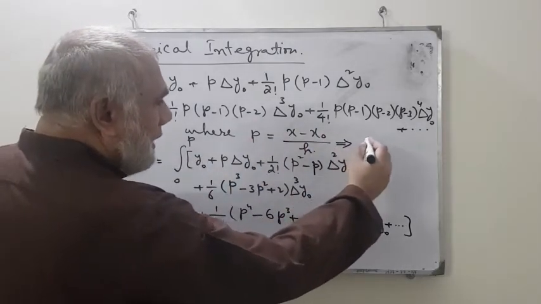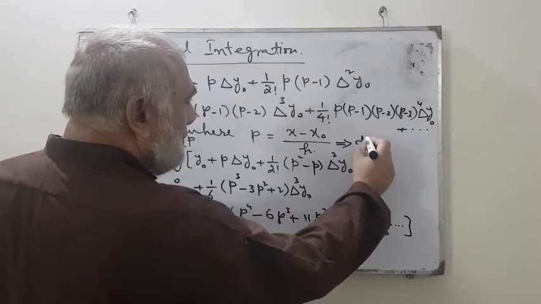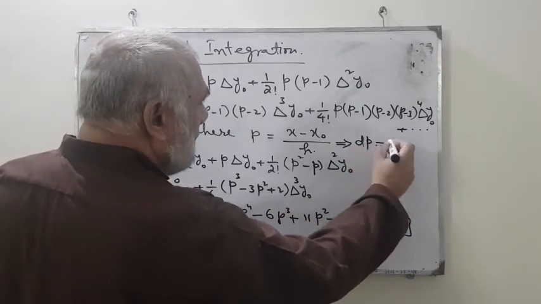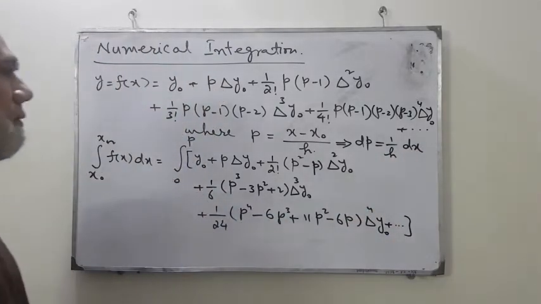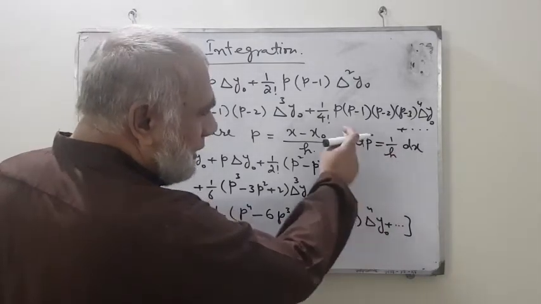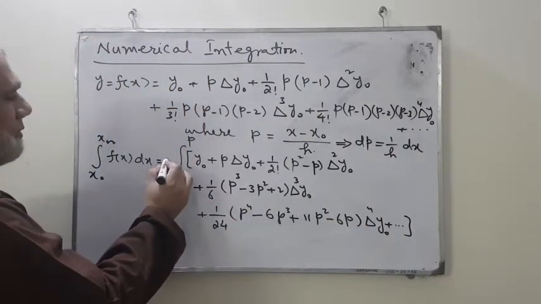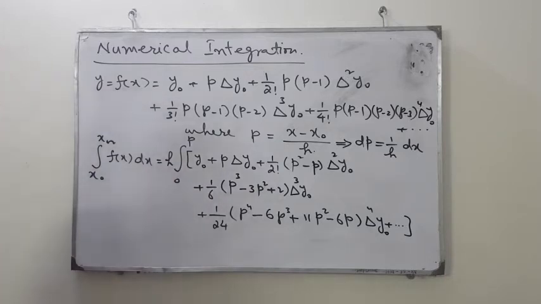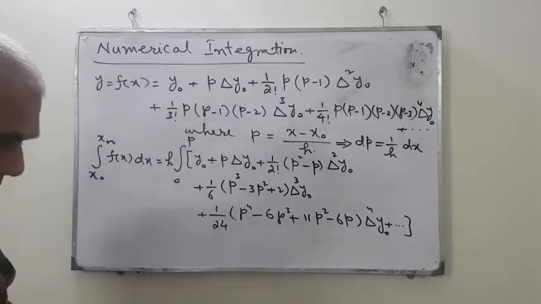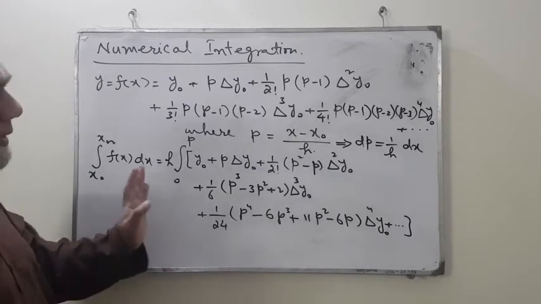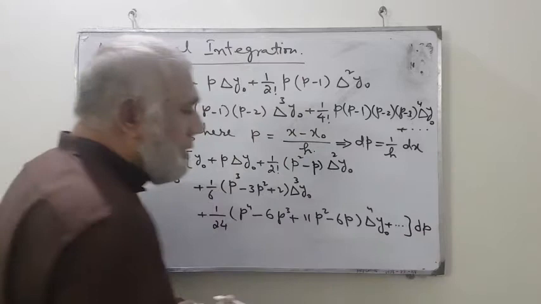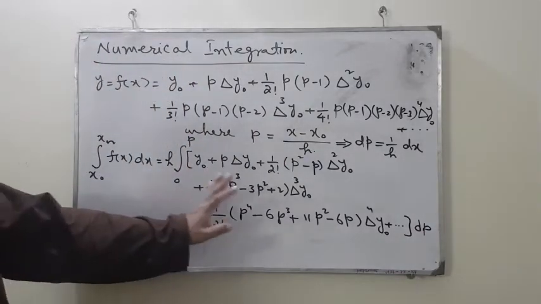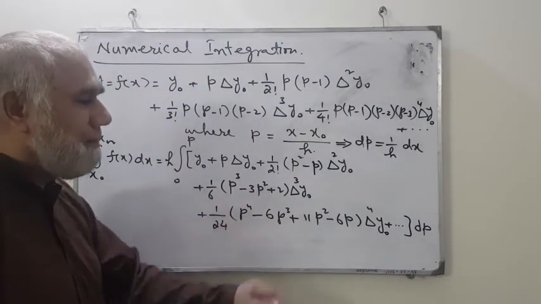So this can be written as dp equals 1 over h times dx. So we can write down dx by taking this h to the other side. So this becomes h times the product of the right side polynomial, and there will be dp as well. Now we have to integrate it with respect to p.